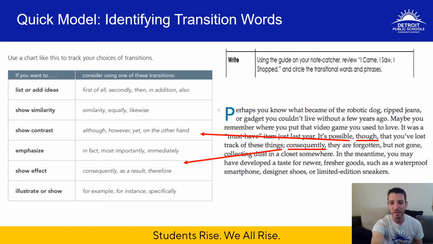In the meantime, you may have developed a taste for newer, fresher goods such as a waterproof smartphone, designer shoes, or limited edition sneakers.